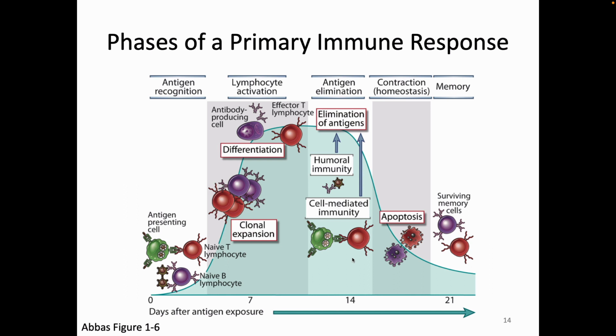We may have to have those cells go to the location where they need to go in order to get rid of microbes. And then we're going to have the contraction phase, where some of those cells decrease in number. And some of those cells are also going to be surviving memory cells, which have some new properties. Okay? And so you can kind of see this general overview. This is what it should look like.